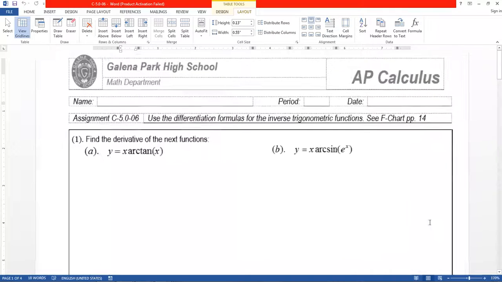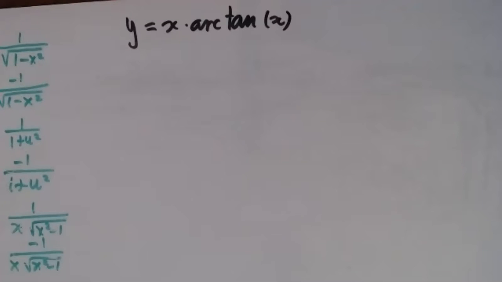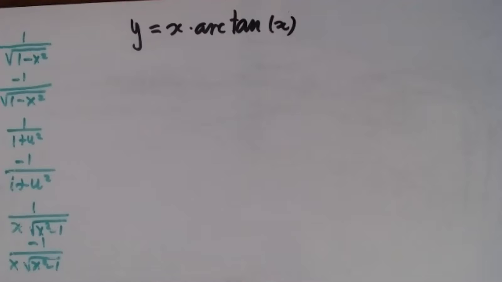Let's just go and solve some problems. I have here the assignment. You see here the assignment. This is the assignment I posted in the Google Classroom. So I'm going to have here y equals x times the arctangent of x, correct? Well, so let me just stop the share. I'm going to see this formula, so y equals x times the arctangent of x.